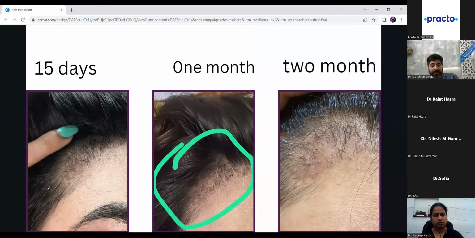This is a trans woman who wanted a hair change. At 15 days, the density looks good. At 1 month, the density is a little less, and at 2 months, the density is much less. She came to me, and she is in the process, 2 months now. We are expecting a good result by 6 months.